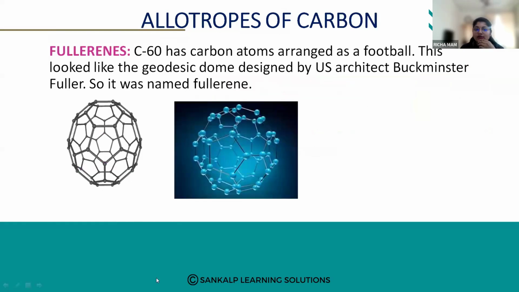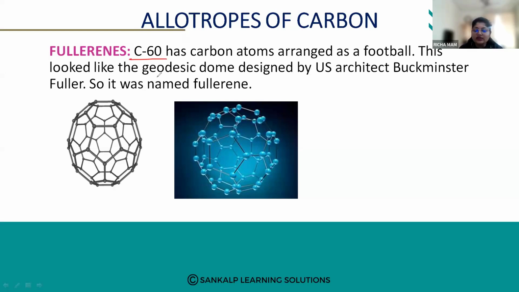Next is the fullerene. Okay, next is the fullerene. So fullerenes are a different allotrope of carbon. It is another class of carbon. So this was one of the fullerenes. It was identified as C60. So C60 was the fullerene.